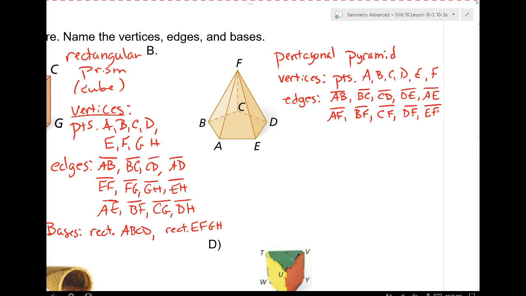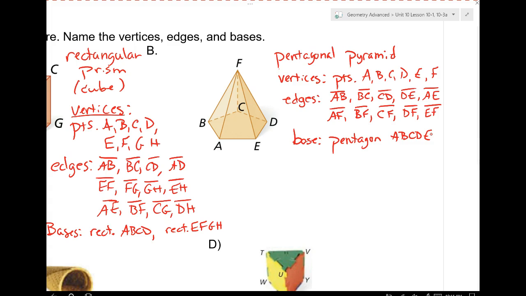All right, last but not least, you got to name the base or bases. How many bases does a pyramid have? 1, right? So you just have to name it. So our base, and be specific, it's just going to be pentagon ABCDE. Make sense? All right, now let's look at the next one.